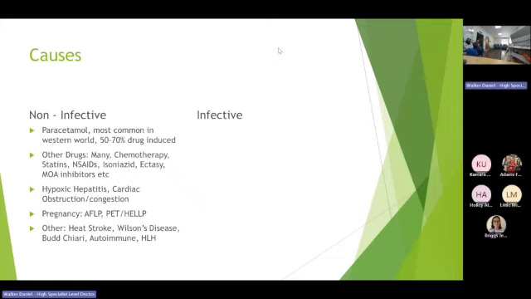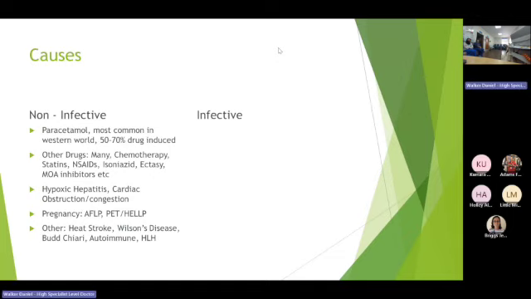There are many drugs that can cause it. These are the most commonly noted, but there are more than this. Chemotherapy often causes it. Other causes include lack of blood supply or oxygen, so hypoxic hepatitis, as a rebound from decompensated cardiac disease.